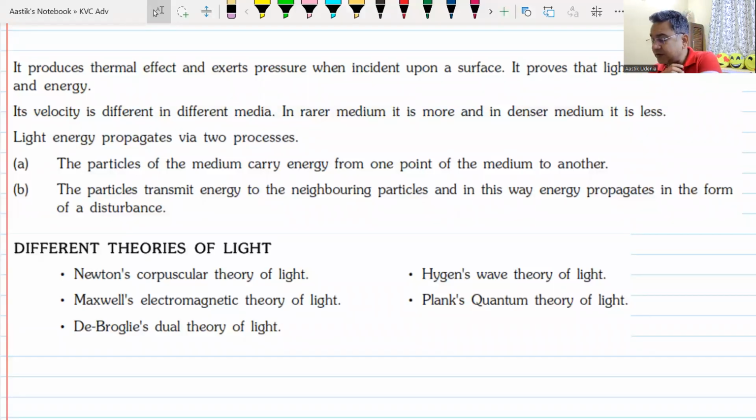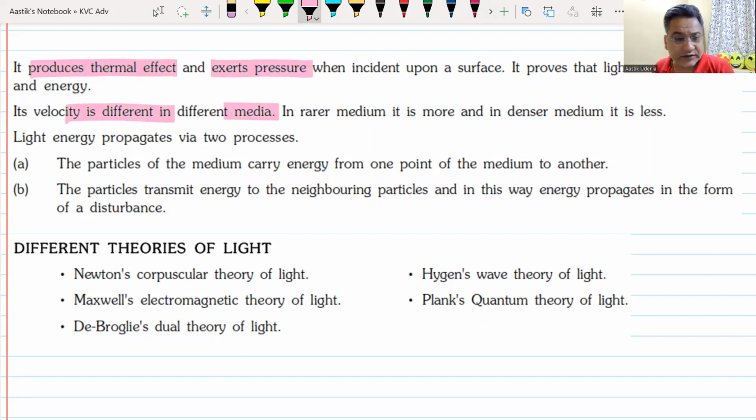Moving ahead with the other properties, it produces a thermal effect. When light falls on some surface, it will exert pressure and it will heat up the surface. In different mediums, the speed of light is different, and we will get to know about something known as refractive index when we talk about refraction.